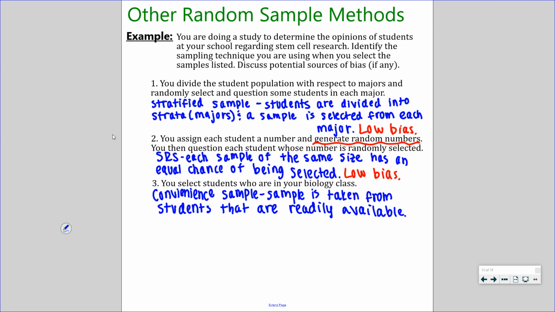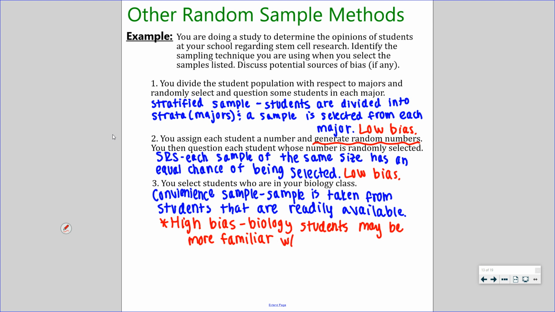So for the bias, I would say high bias. And you can also say biology students may be more familiar or interested in stem cell research. So that wouldn't be a great sample of the entire population of all students at my school.